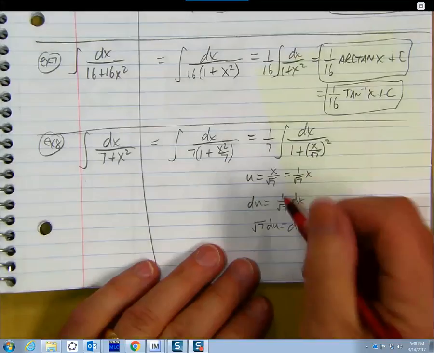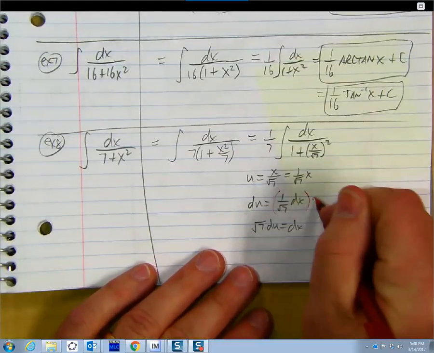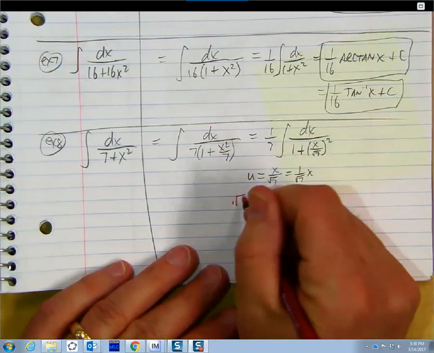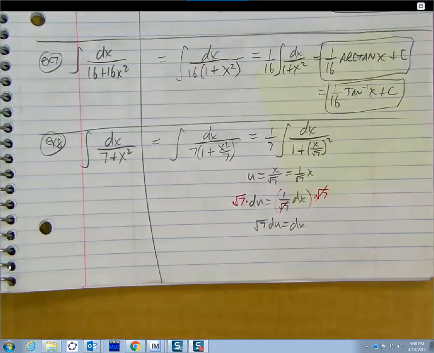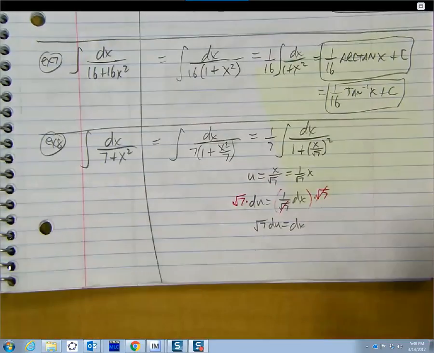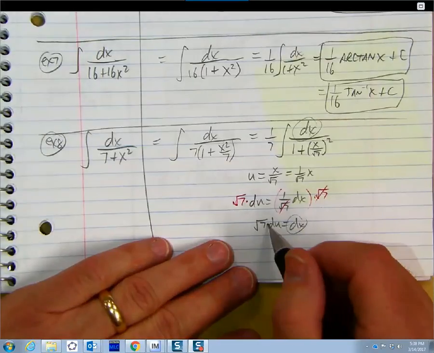Let me do this in red pen. Times rad 7, cancel, cancel, times rad 7. Oops, I should put the times on this side. There we go. So now when I see a dx, I can change it to rad 7 du.